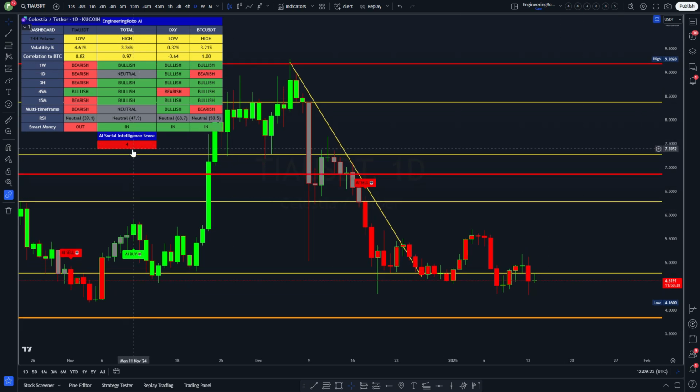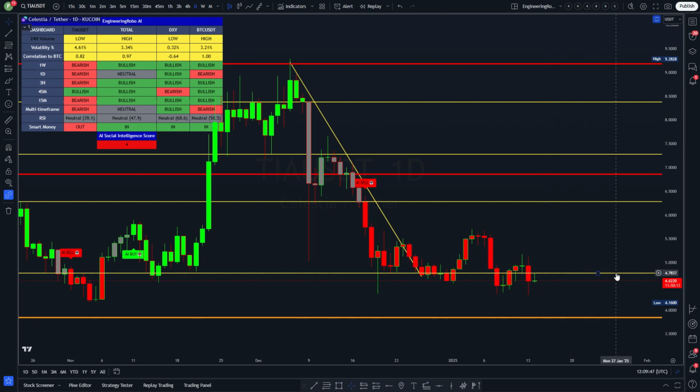So social intelligence score is still pretty bad. It's not an indicator that we want to be getting into a trade just yet. We want to see this positive green to give us some confidence. Across all of the time frames, it is still bearish. Volume is low and the volatility is also quite low. So we can't expect a push up without having high volume or high volatility.